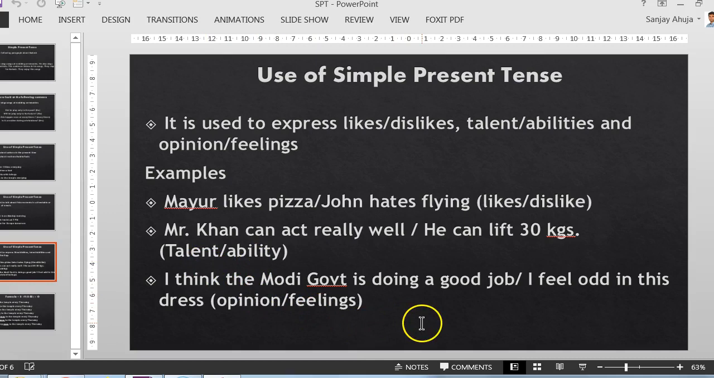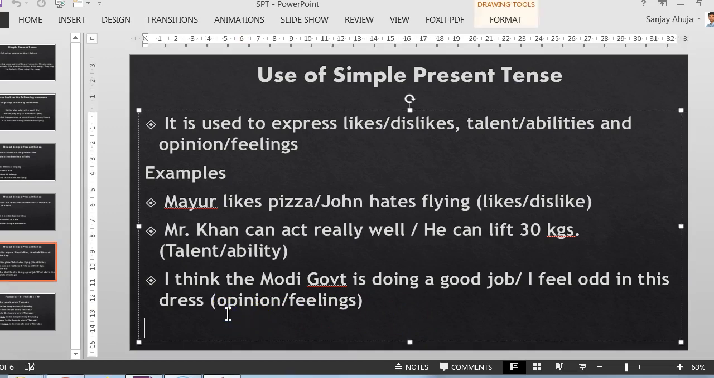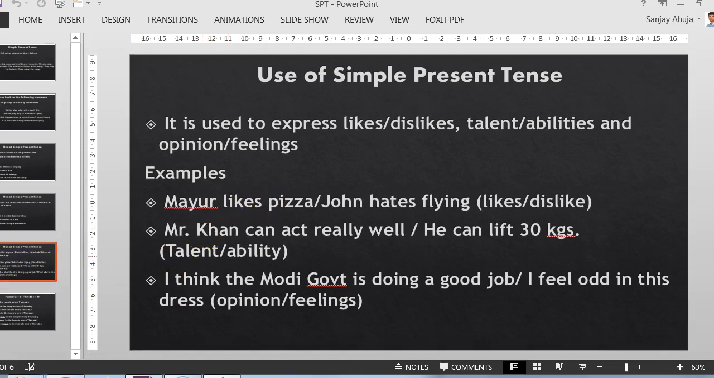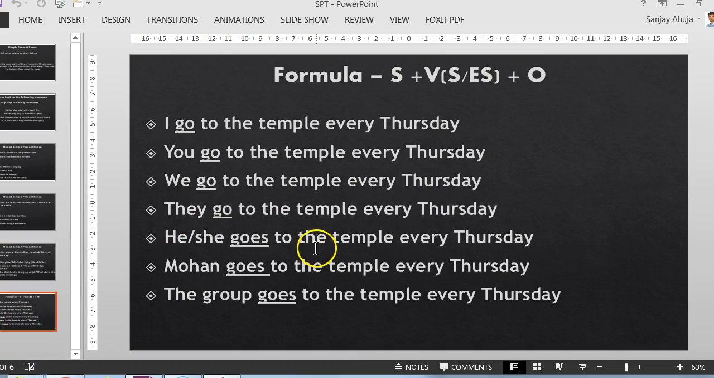I think the Modi government is doing a good job. I feel odd in this dress. This is about opinion and feelings. So let's move on. We've done this. Let's move on.